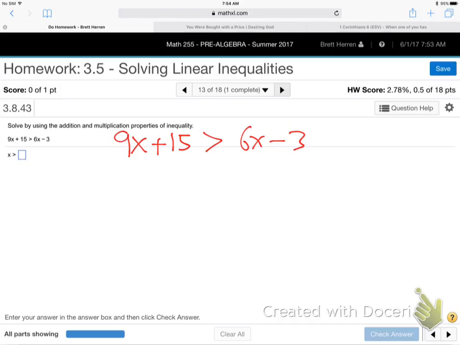So x is on opposite sides there. What do we always do when x is on opposite sides? Get rid of one side. Yeah, exactly. Get rid of one, usually the lower one. So subtract 6x from both sides. That'd be a good plan.